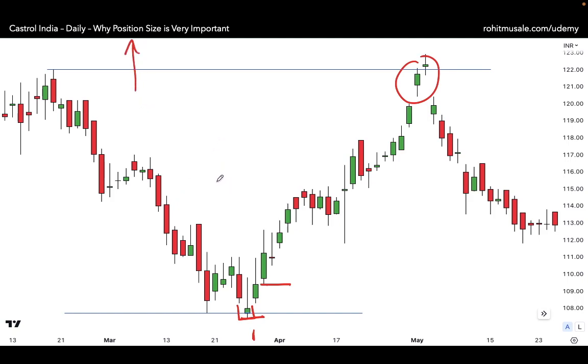You can control your risk with your position size. You can add to your position later as the market keeps confirming your view.